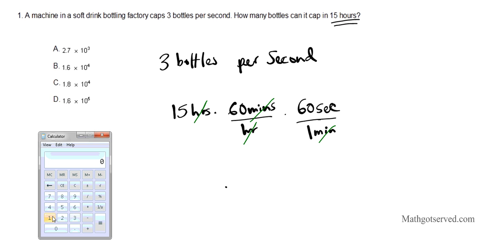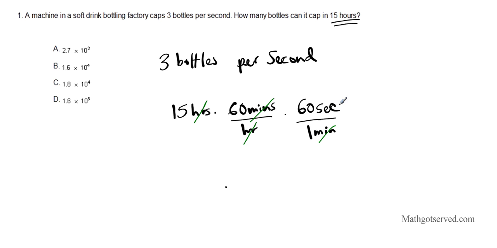So let's do the computation. 15 times 60 times 60. The answer is 5,400 seconds. I'm sorry, 54,000 seconds. So this equals 54,000 seconds. Now we have 54,000 seconds in 15 hours. So if you do 3 bottles per each second, how many bottles can you do in 54,000 seconds?